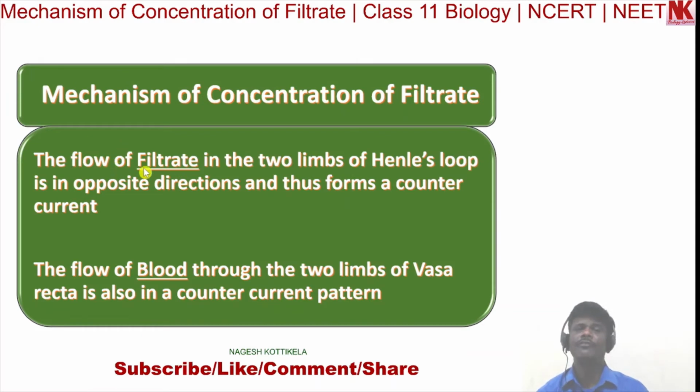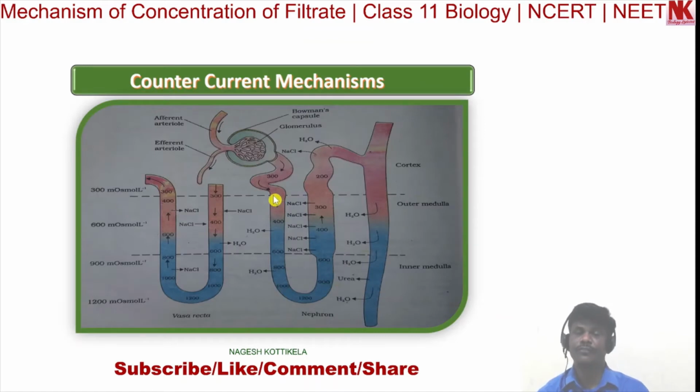The flow of filtrate in the two limbs of Henle's loop is in opposite directions and thus forms a counter current. Yes, the flow of filtrate here in the descending limb is downwards and in the ascending limb it is upwards. Thus it is forming a counter current.